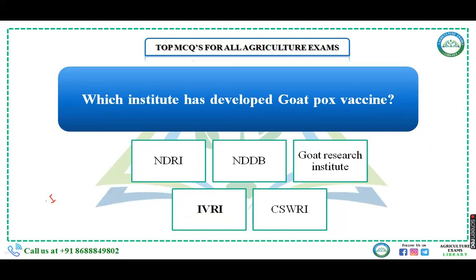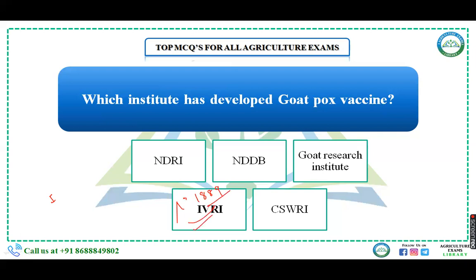Suppose they have asked which institute has developed the goat pox vaccine. Options are NDRI, NDDB, Goat Research Institute, IVRI, CSWRI. In this case, you also have to remember the establishment year of various important institutes. The goat pox vaccine was developed by IVRI, the Indian Veterinary Research Institute, which is situated in Izatnagar, Uttar Pradesh. It was established in 1889.